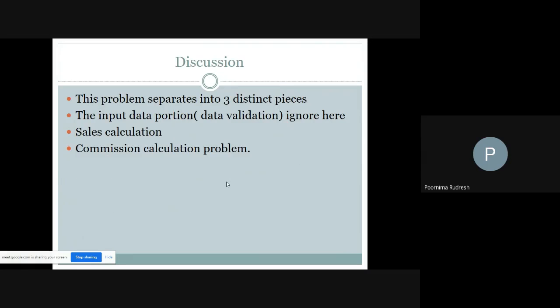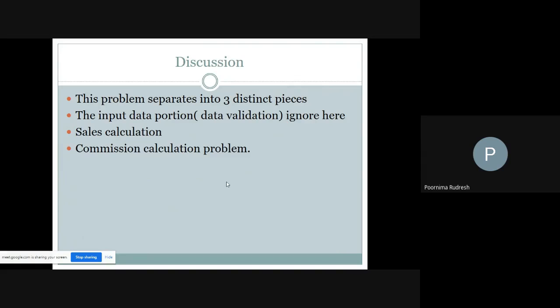Here the problem we are dividing it into three separate pieces. One is the input data portion, second one is the sales calculation, and third one is the commission calculation. So here the commission problem is divided into three pieces.